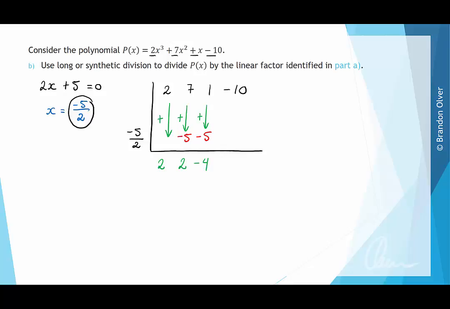And then we repeat the multiplication again, so we have negative 5 on 2 times negative 4, and that will give us positive 10. And then we add down the final column, which gives negative 10 plus 10, which is 0.